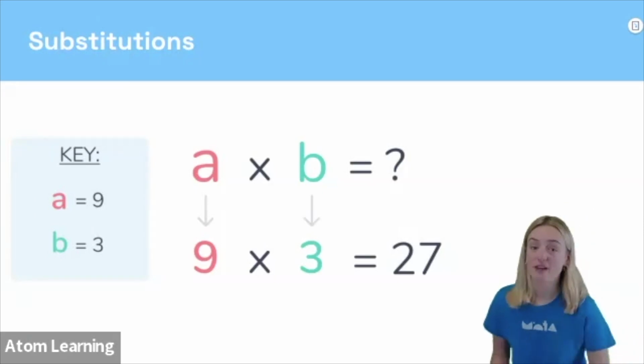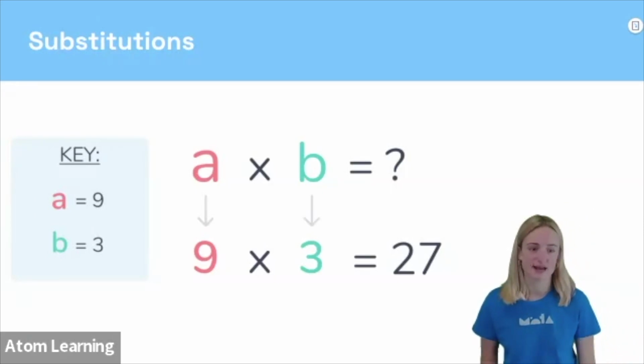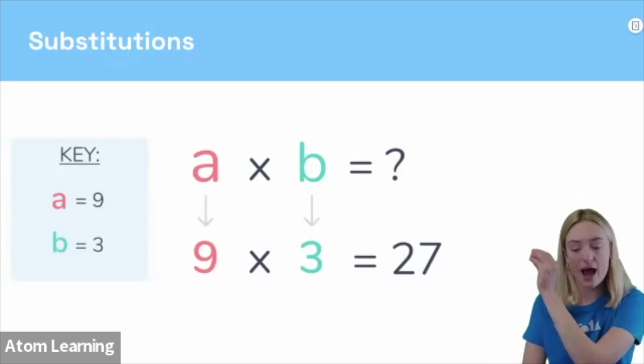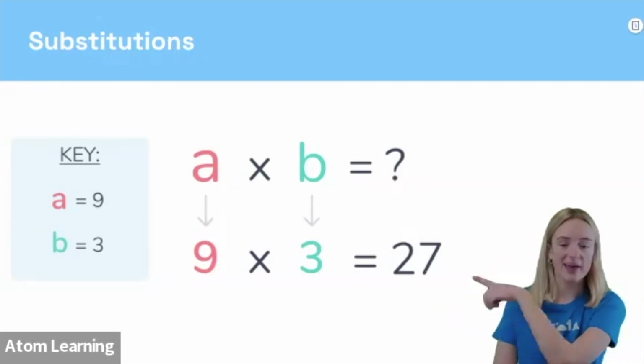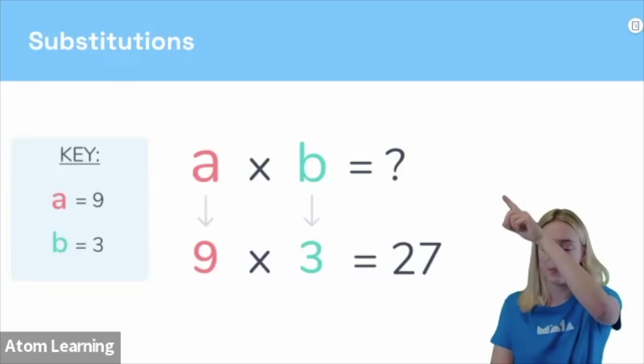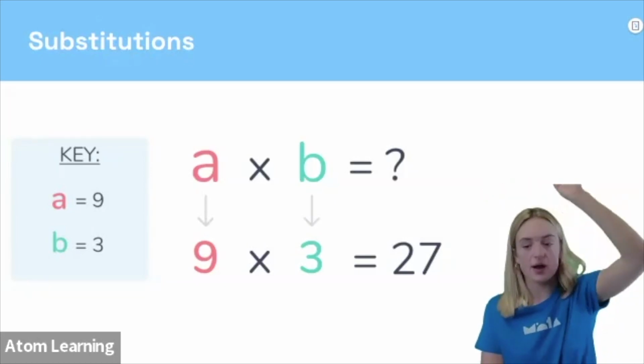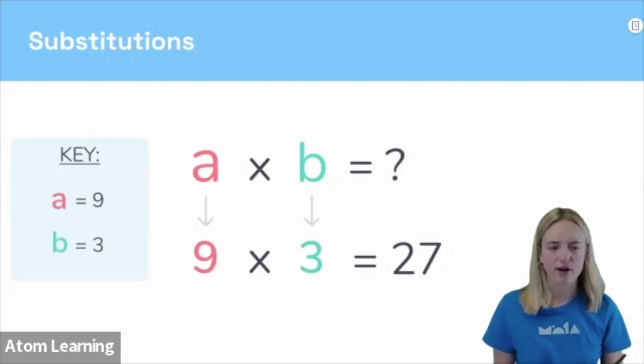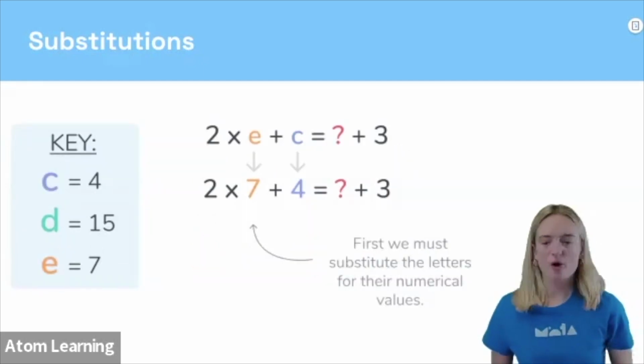We usually have a key which tells us what the letter stands for. So we can solve the equation by using the numbers from the key, putting them into the equation and then doing the calculation. So A times B equals what? We know that A is 9, B is 3. 9 times 3 is 27. Simple stuff, right? We've got a bit more of a tricky example here.